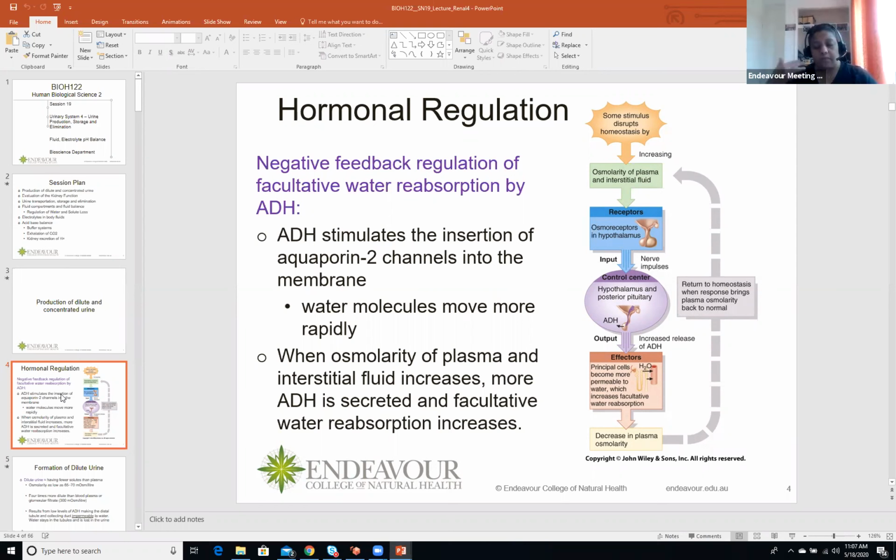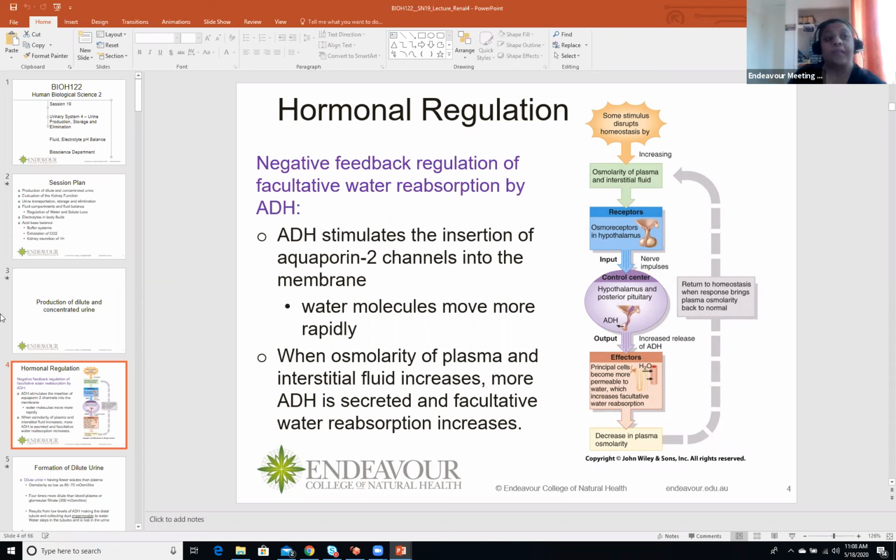So blood plasma. When the concentration of salts, of sodium or potassium, in the blood plasma increases, this sends a signal to the osmoreceptors in our hypothalamus. The hypothalamus is the organ that is producing antidiuretic hormone. So the neurosecretory cells in your hypothalamus will release antidiuretic hormone into the posterior pituitary when the osmolarity of the plasma is high. So when the salt concentration in the blood plasma is high, the posterior pituitary is stimulated to release antidiuretic hormone.